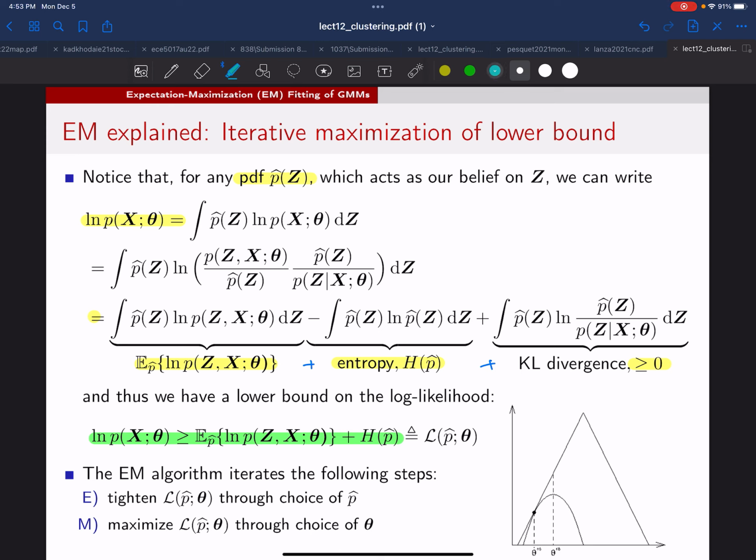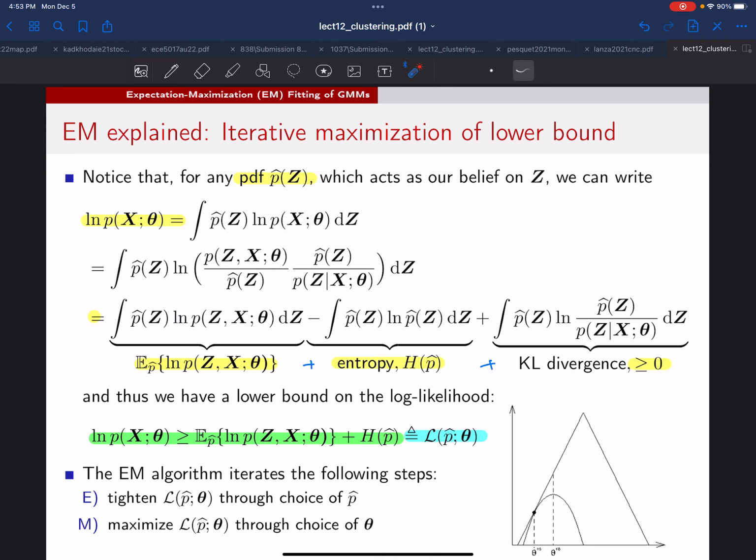We're going to give this a special name. This is going to be this L function, lower bound on log likelihood. And you can see it's a function really of two things. It's a function of our p-hat distribution, which shows up in these two terms here, and it's a function of our theta variables, which are used here. Of course, it's also a function of our data x, but what's most important is how it depends right now on p-hat and theta.